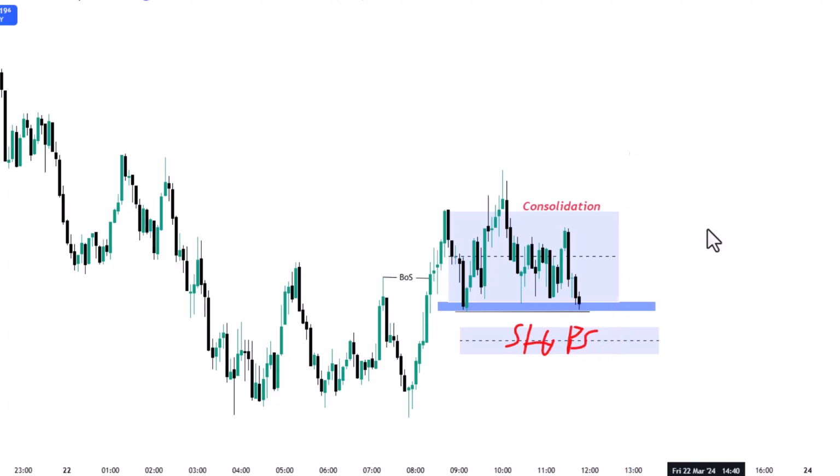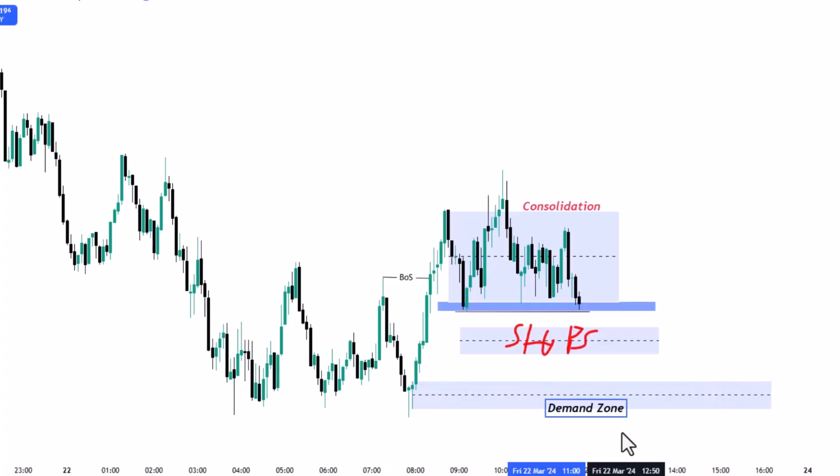So we wait. We don't buy at the equal lows. We wait for the sweep. What do we do next? We look for our demand zone. Going back before the impulsive move that broke the structure started, we can see there was a consolidation period, followed by a strong bullish impulse. That consolidation is our demand zone. You see this long wick candle before the impulse? That is our demand zone.